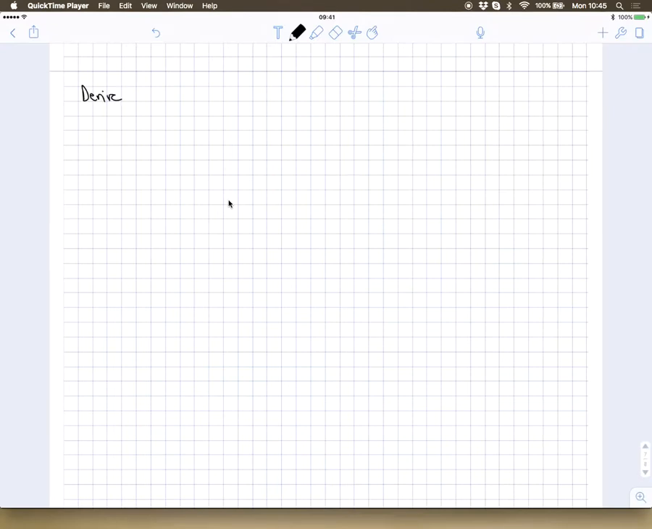Derive the OLS in the simple case, in the simple linear regression.